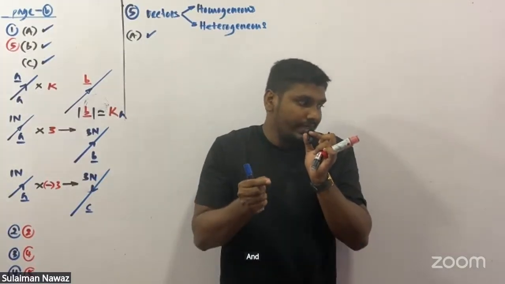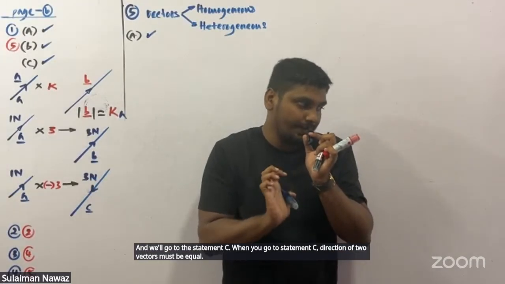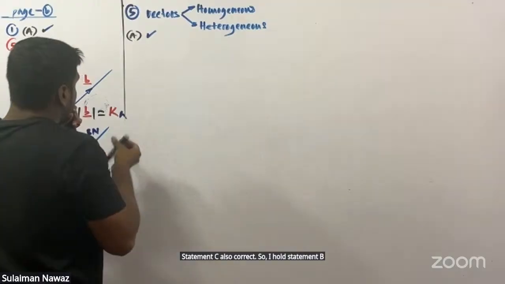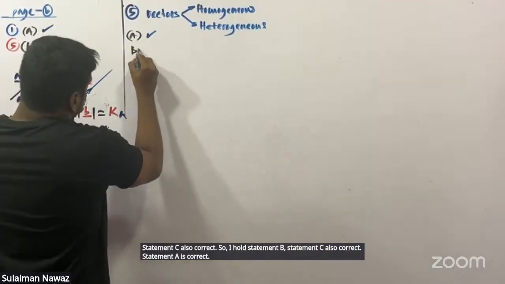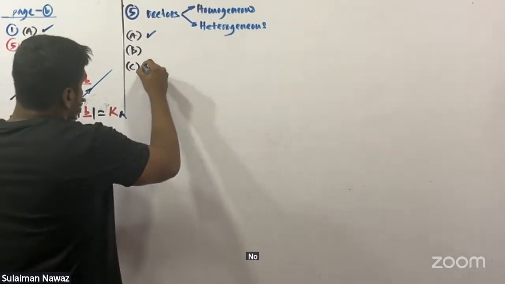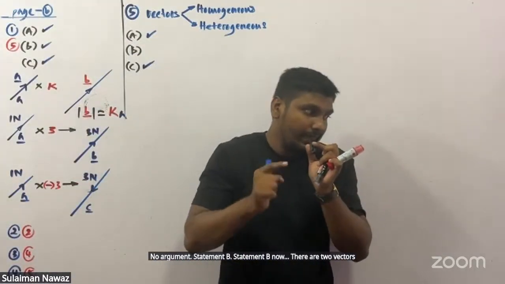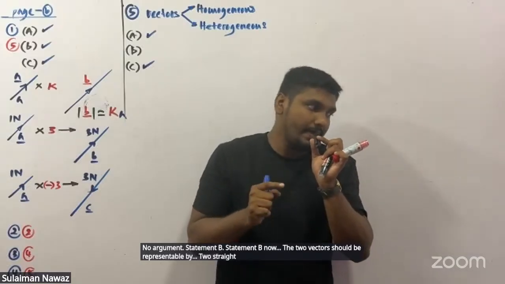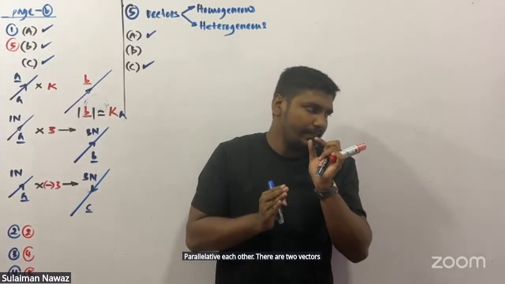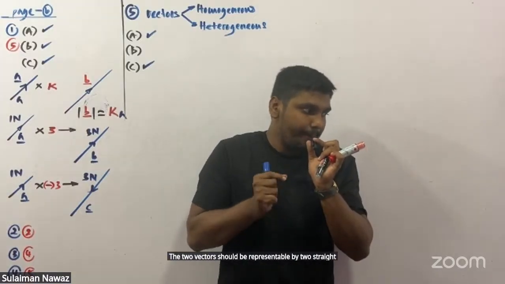And we'll go to statement C. Statement C says the direction of two vectors must be equal. Statement C is also correct. So I hold statement B. Statement A is correct: magnitude must be the same. Statement C: direction must be the same. These two are correct, no doubt, no argument. Statement B now: the two vectors should be representable by two straight line segments parallel to each other.